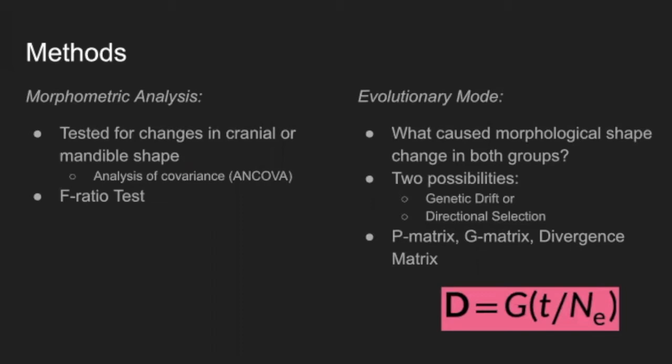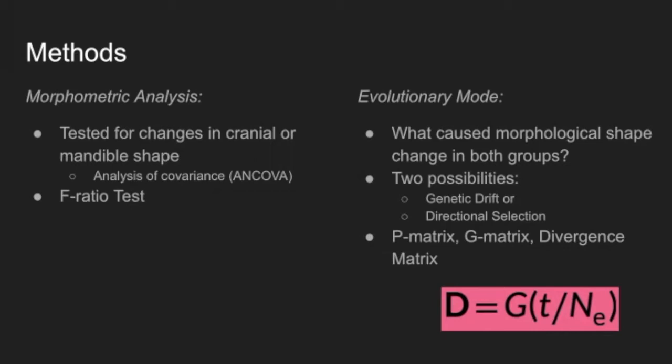Then we have our last little section, which is evolutionary mode. Here they were answering the question, what caused morphological shape change in both groups? There were 2 possibilities, genetic drift or directional selection. It was tested by comparing phenotypic variance-covariance matrices. For context, in the article, they state that for mammalian skull evolution, the P matrix has repeatedly been shown to be a proxy for the genotypic matrix, although it may be a poor model when trait heritability is low.